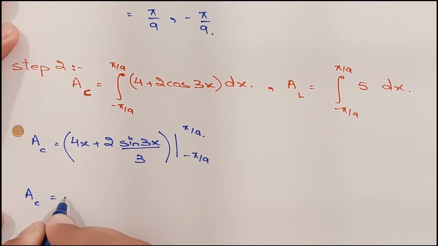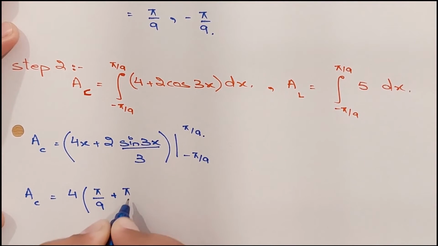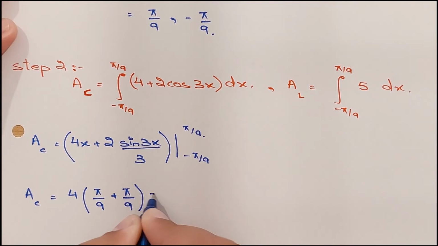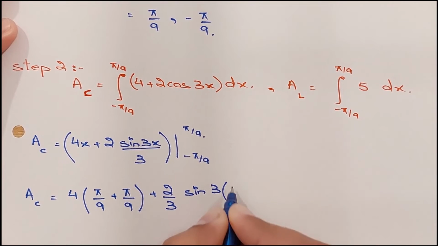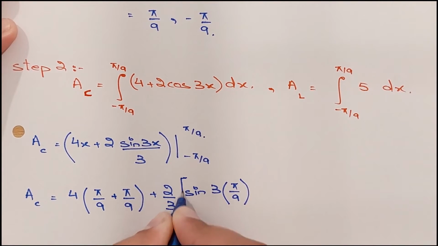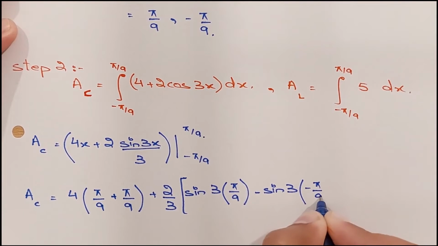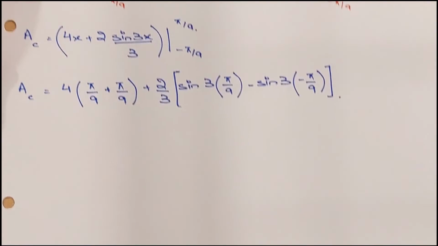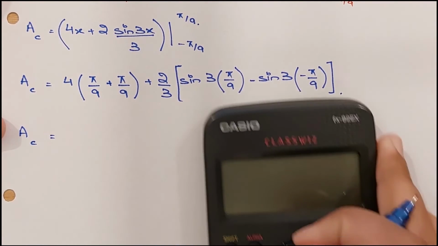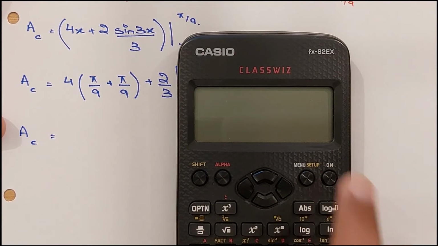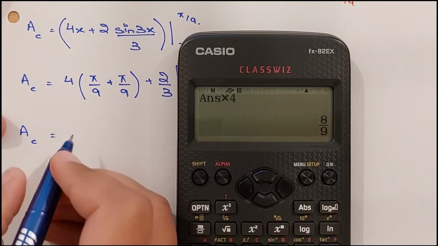And area of curve is 4. The upper limit is pi by 9, subtract the lower limit, that is plus pi by 9, negative times negative is positive, plus 2 by 3 is outside, sin 3 pi by 9, and minus sin 3 negative pi by 9. Right, now let me simplify it further. Area of the curve is, let me simplify, this is pi by 9 plus pi by 9, that is 2 by 9. 1 plus 1, that is 2 divided by 9, and times by 4, this is 8 pi by 9.